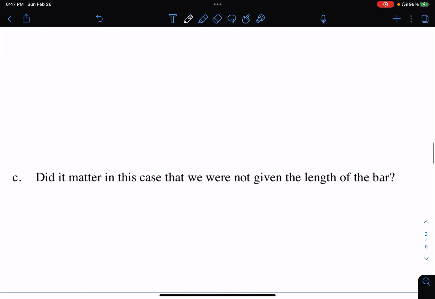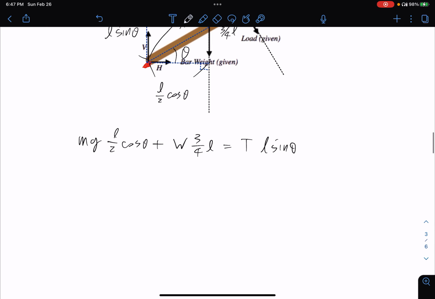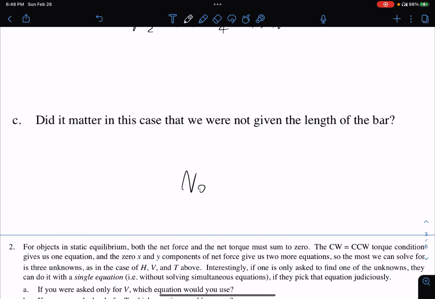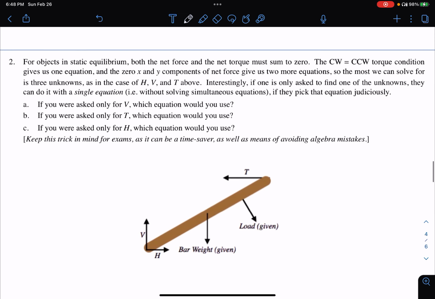So do we care about the length of the bar? No, we don't, because you see the length can be factored out. So at the end of the day, we only care about the force and this angle, and the length will not affect the final result. So it's a no here. Alright.